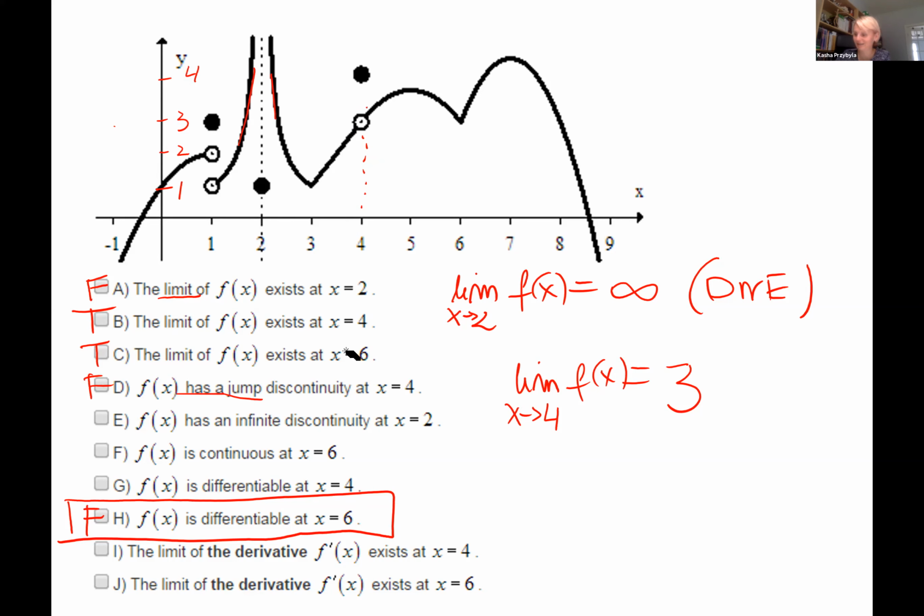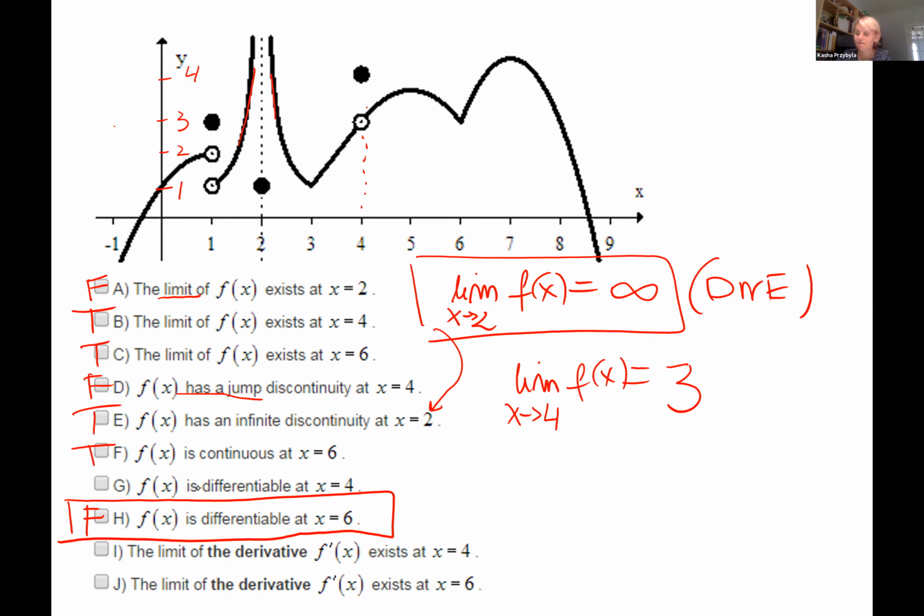Okay, the function has an infinite discontinuity at 2. What do you think? Can you see this? Yeah, of course it's true. The function is continuous at 6. Yeah, at 6, the limit exists. No, we may have a limit and we may have discontinuity, but even with a sharp corner it doesn't matter. The function is continuous: no gaps, no jumps, no asymptotes.